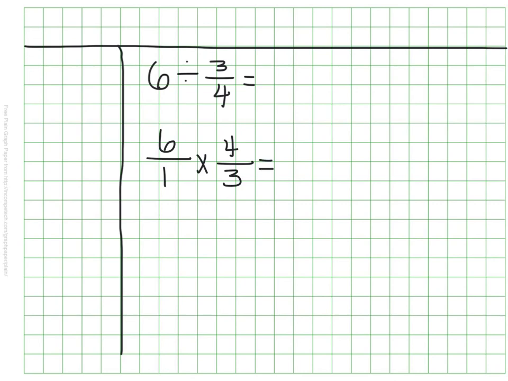6 times 4 is 24. 1 times 3 is 3. I can simplify that to 8. And I remember that's the answer we got when we did this with a model in an earlier video. So it worked. Let's go ahead and have you try one.